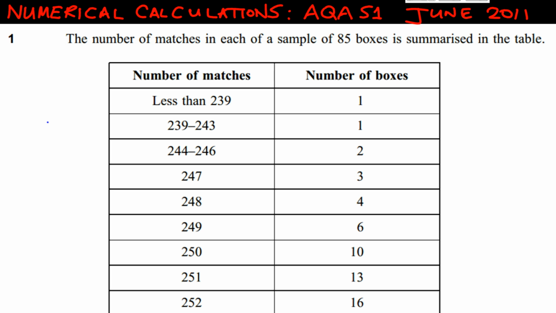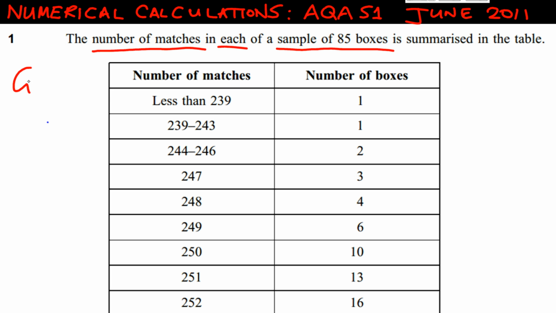We'll start off with the simple ones, and then a bit later on in this question we can get onto using the calculator, which I would recommend. So as ever, let's start off by reading the question. 1. The number of matches in each of a sample of 85 boxes is summarised below.